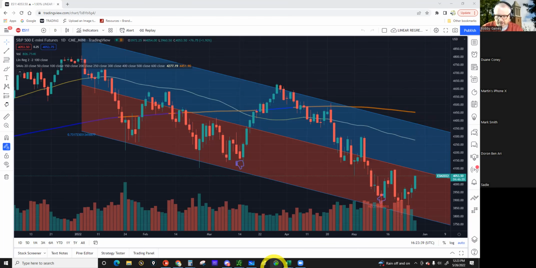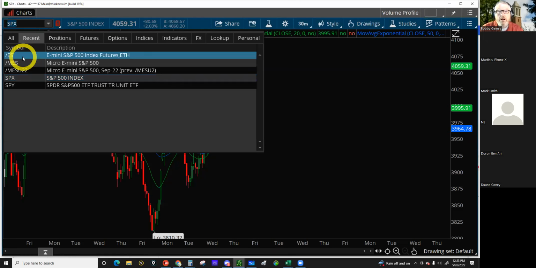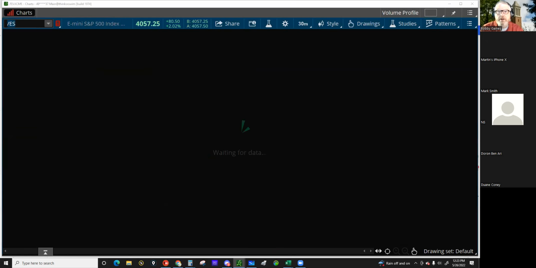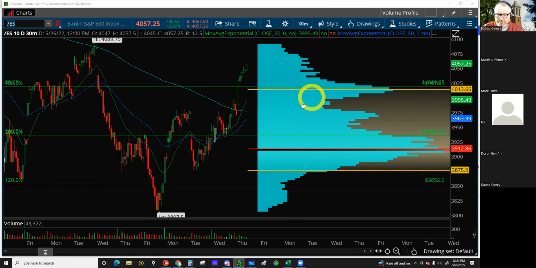So let's look now at our chart over here. Everybody's muted. All right, so let's look at our volume profile, see if we can tell anything about the market. Where's my volume? There's my volume. So as you can see, we are now back fully within the fair value zone. That is where we are at.